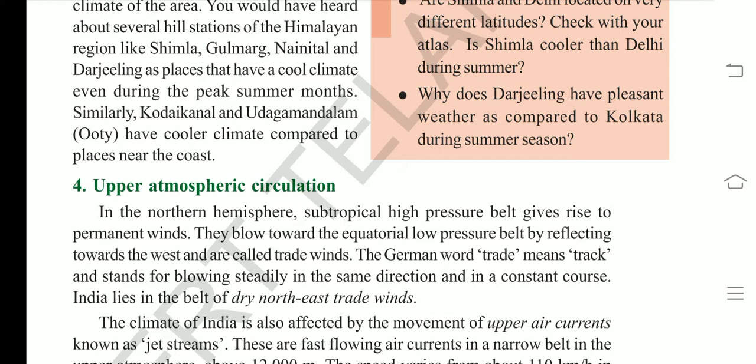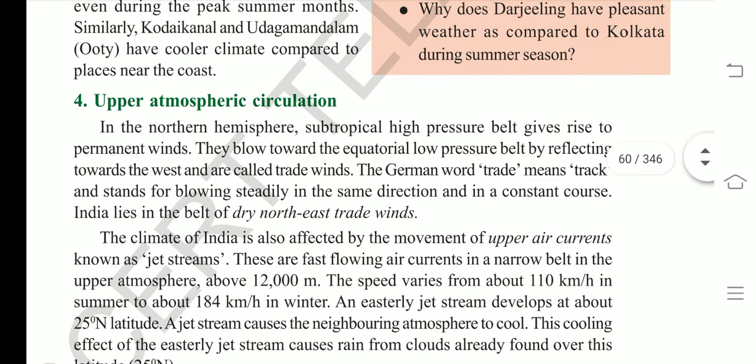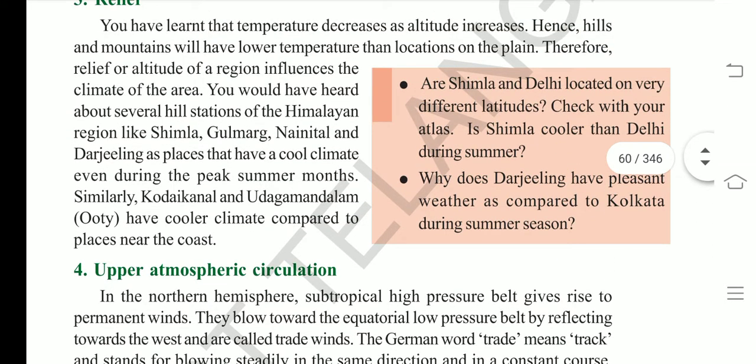Hence, what do we say? That moving from lower to higher altitude in the atmosphere, temperature gradually decreases. That is the reason we find the pleasant atmosphere and a very cold climate in the hill stations. So this is another factor which influences the climate of a place. That is relief. Relief in the sense height. Okay. Are you clear, my dear students?